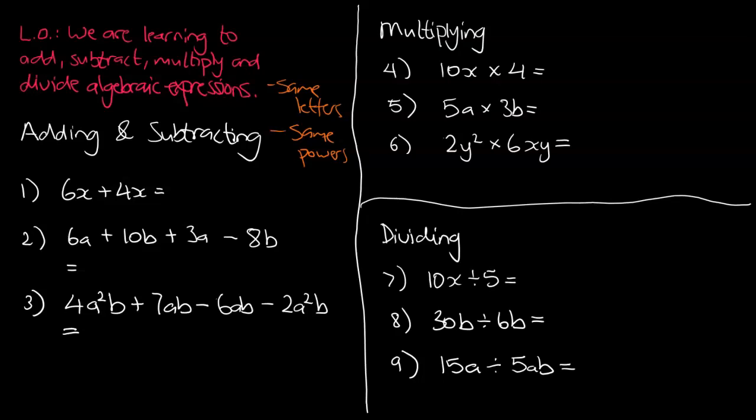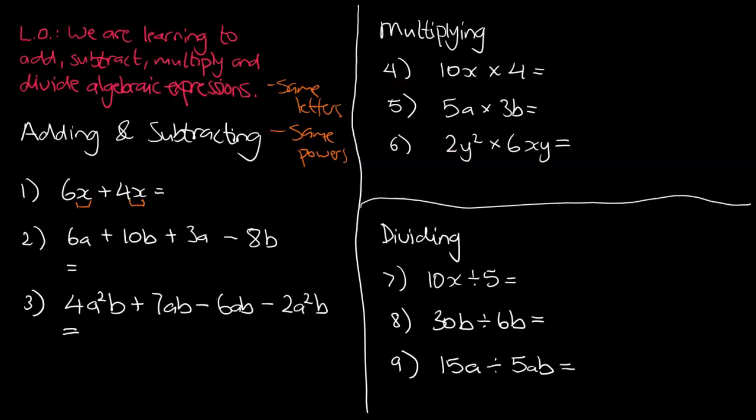We can see, initially I'm only going to focus on the letters. I don't care about the numbers. I can see I've got x and x. We have the same letters and they both have the same powers, and in this case neither of them have a power. That means we can add them together.